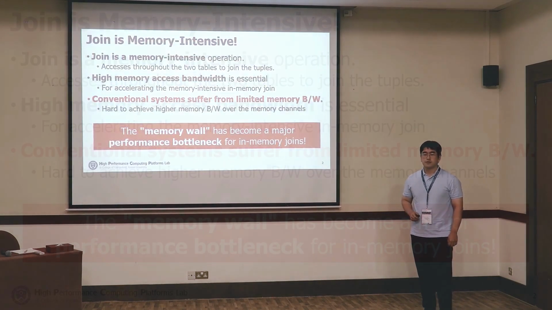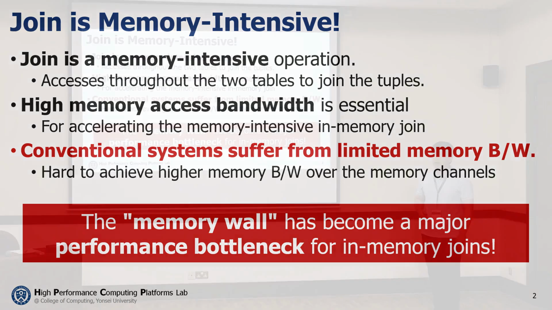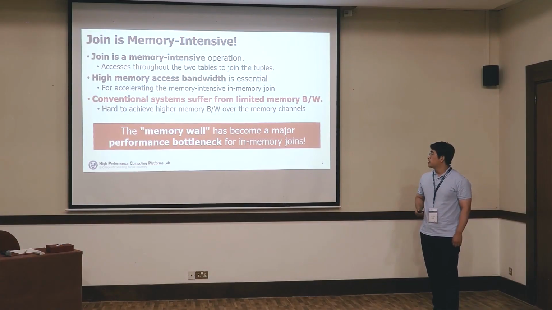Join is a key operation for relational databases, and it is well known to be memory intensive since it accesses throughout the two tables to combine the tuples. So high memory bandwidth is essential for accelerating memory-intensive joins. However, conventional systems commonly suffer from limited memory bandwidth because it is hard to achieve higher memory bandwidth over the standard memory channel. This is also called the memory wall, and it has become a major performance bottleneck for accelerating joins.